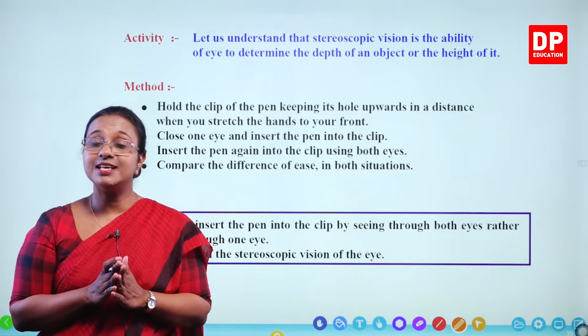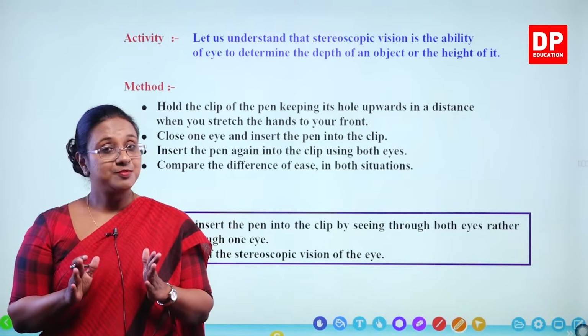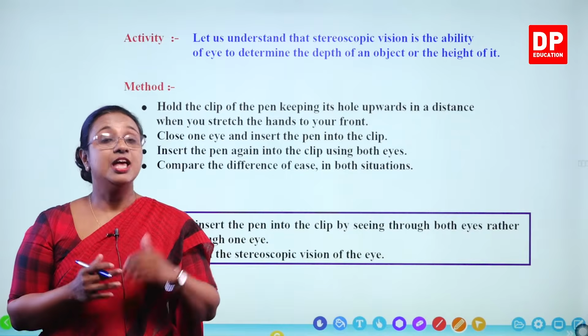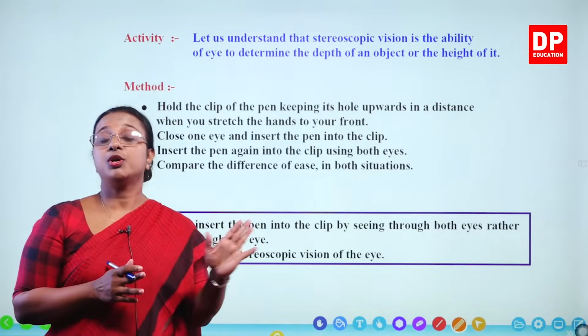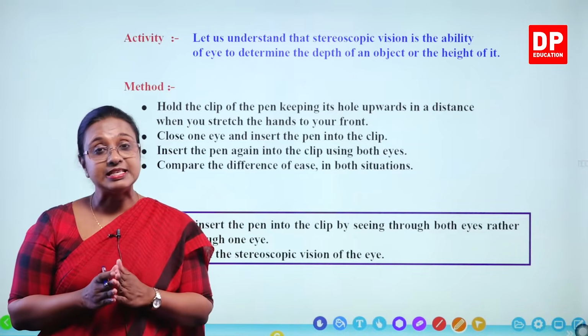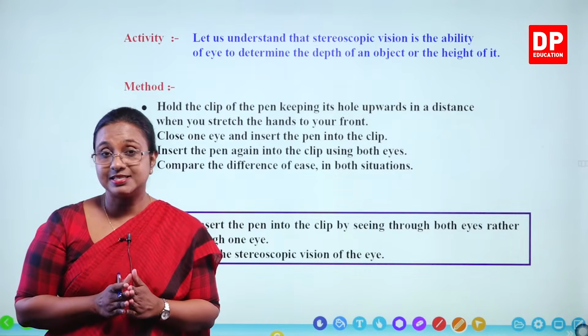So, did you all understand that clearly, students? I am sure you were able to understand. So, with that, I will move on to a new topic, that is the eye diseases.